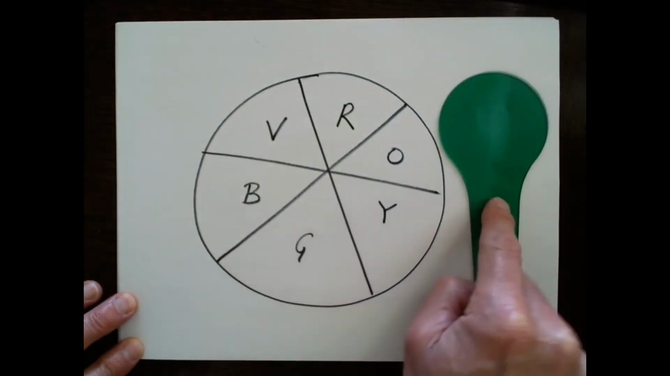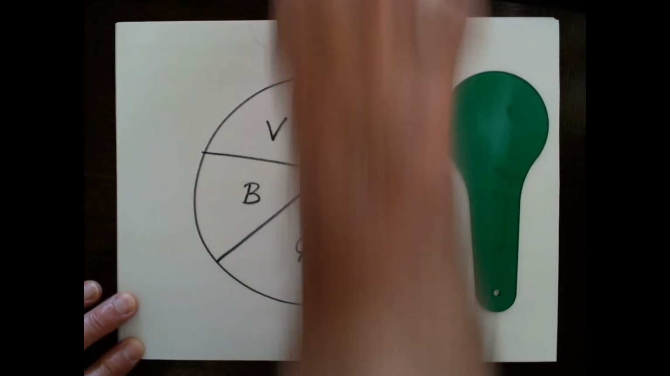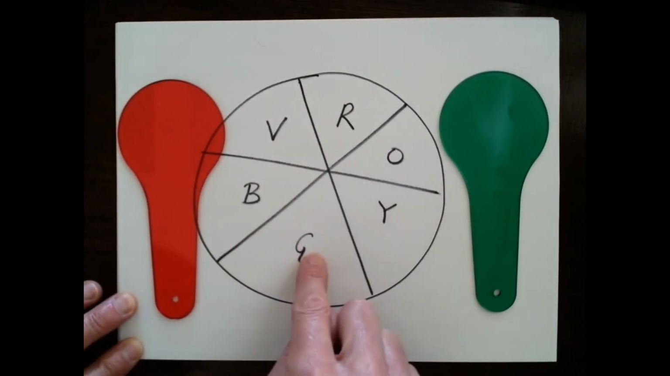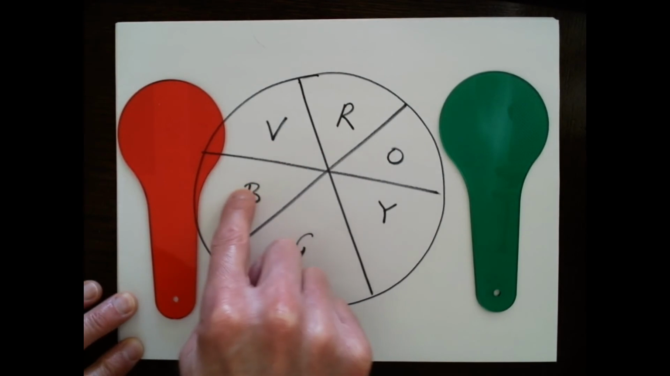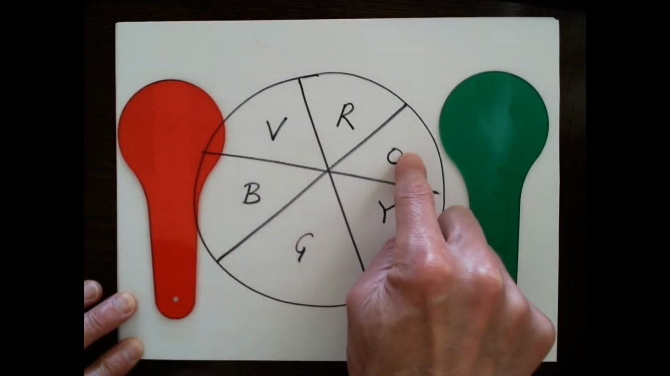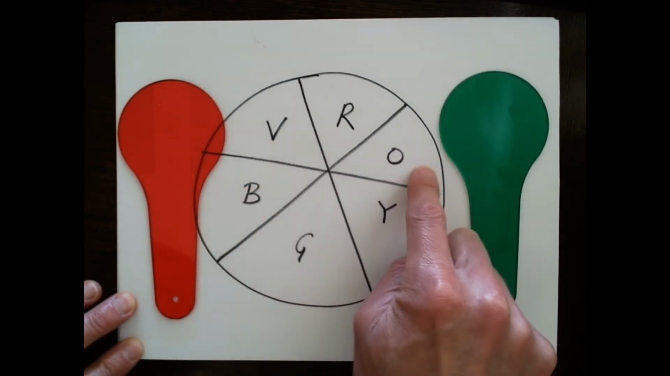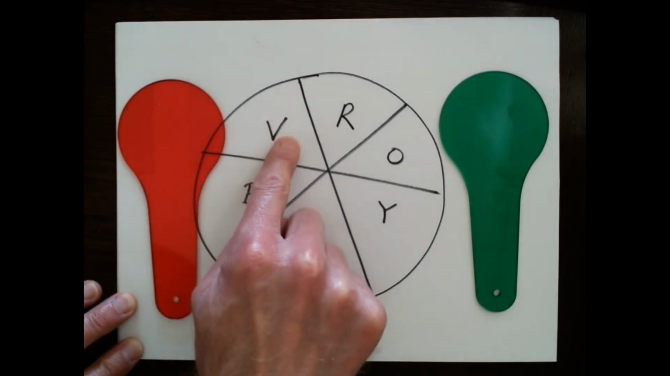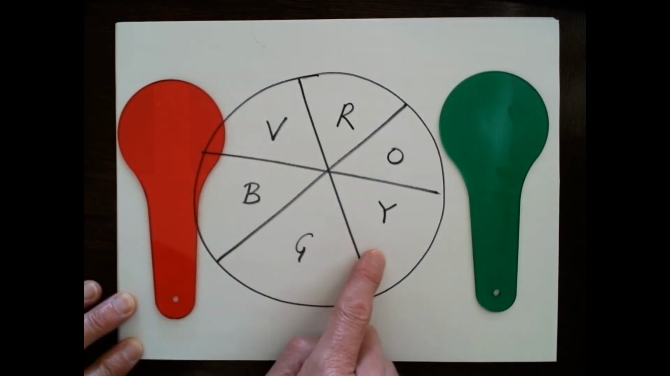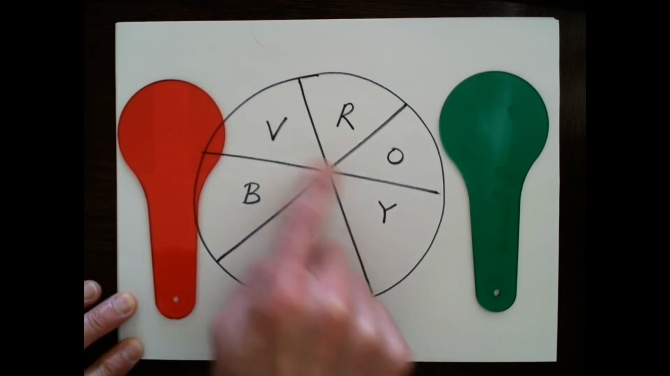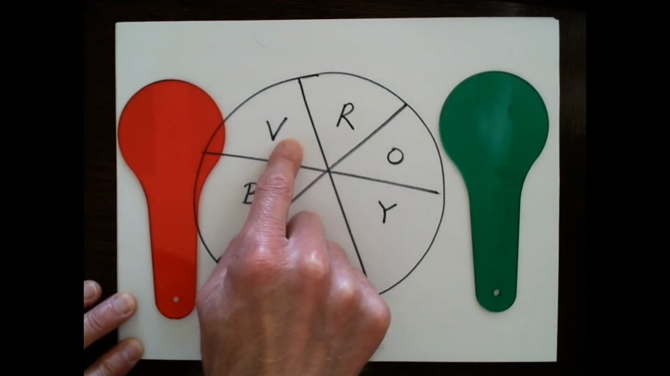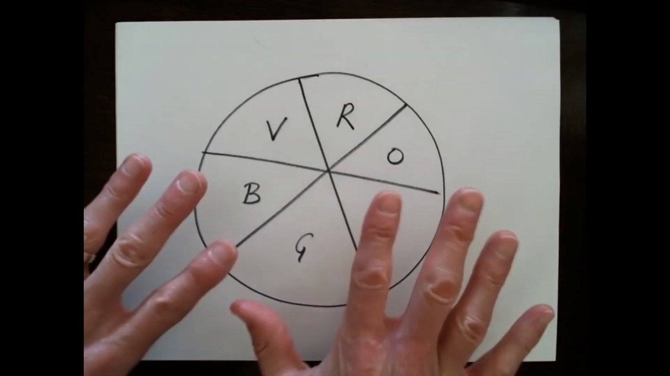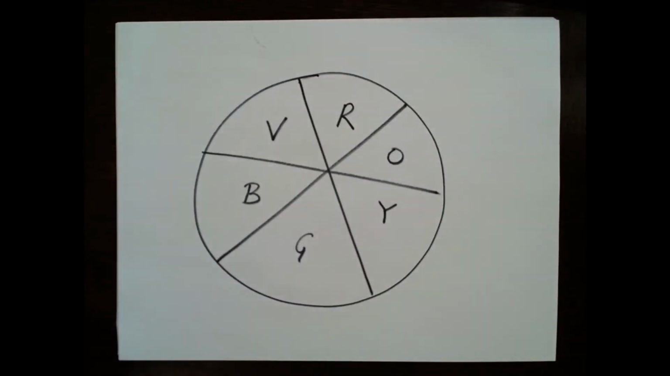So if something's green, it's going to absorb red light really well. If something is red, it's going to tend to absorb green light really well. If something's blue, it's going to tend to absorb orange light really well. If something's orange, it's going to absorb blue light really well. If something's violet, it's going to absorb yellow light really well. And if something's yellow, it's going to absorb violet light really well. Again, this isn't like a law, it's just a guide that helps you understand color.